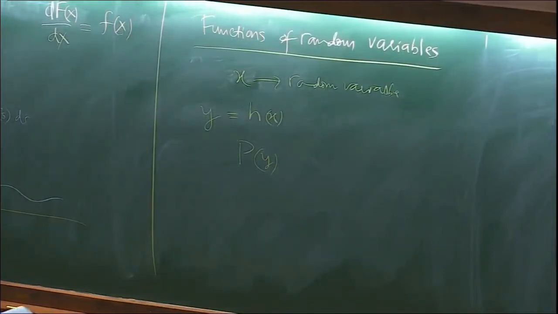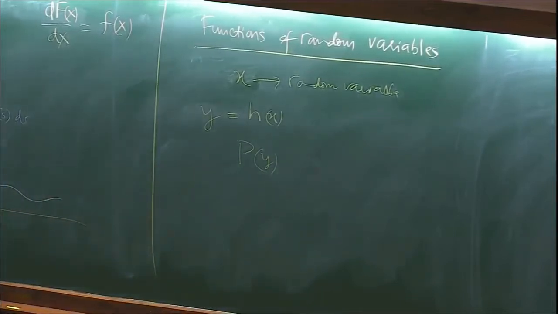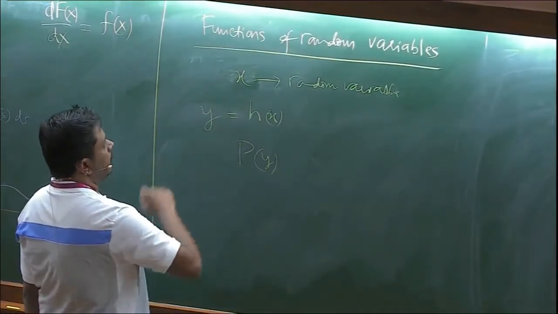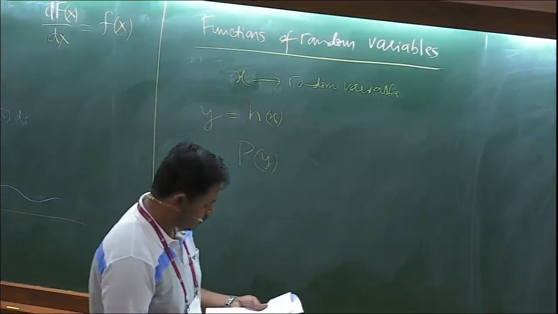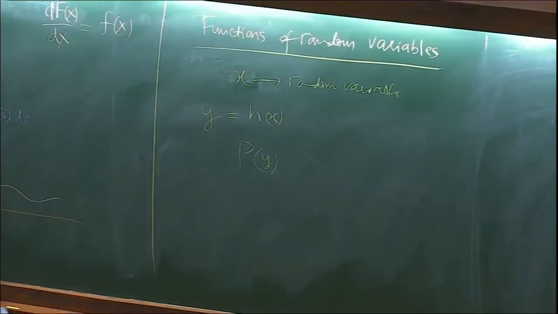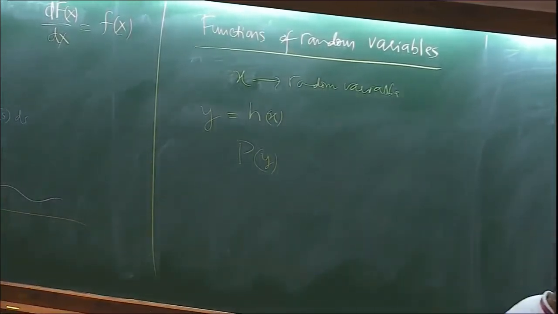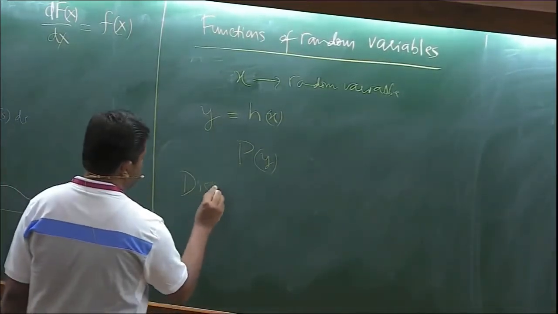Basically it's like a coordinate transformation, right? If you know some x and you want to find out how a function of x, given by h of x, behaves, you want to find out how the probability transforms when you do this coordinate transformation from x to h of x. So do this first for the discrete case, then for the continuous case.